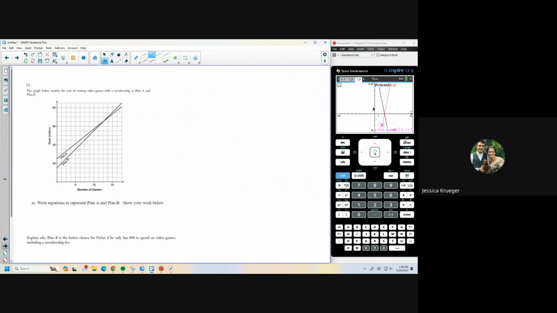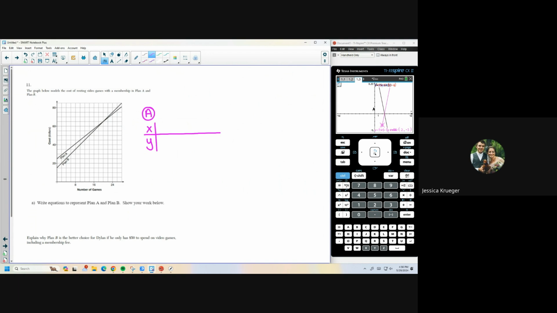Okay, 11. The graph below models the cost of renting video games with a membership in Plan A and Plan B. Write equations to represent Plan A and Plan B. Show your work. Remember, you can never go wrong setting up a table. So for Plan A, I've got X and I've got Y.